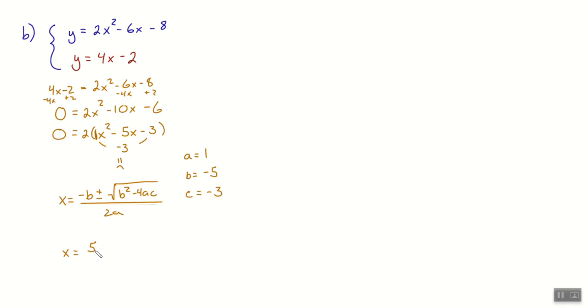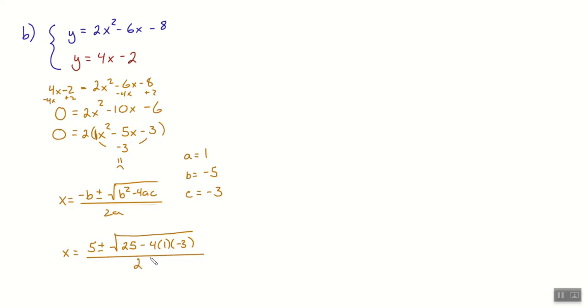So positive 5 plus or minus. Now, if you're going to do this with a calculator, parentheses are the most important thing that you're going to type on your calculator when you're doing this. I'm going to just try to think it out without ever touching a calculator. What's -5 squared, or -5 times -5? 25 minus 4 times a is 1 and c is -3. All of this gets divided by 2a. 2 times 1 is just 2.